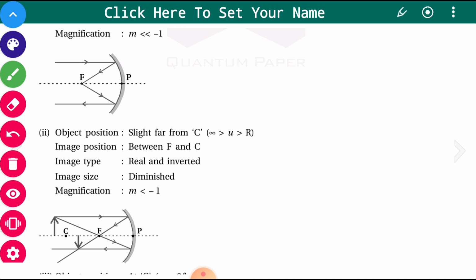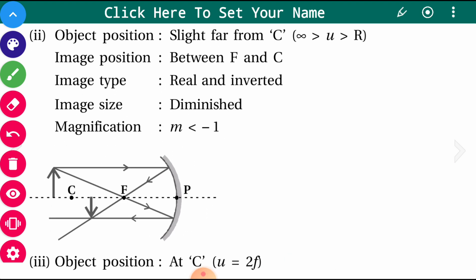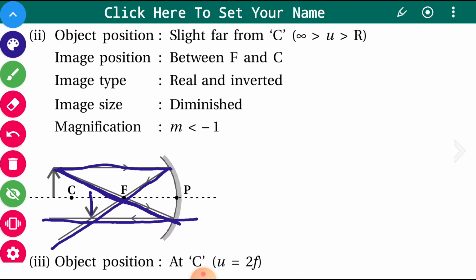Now if the object is slightly far, or away from the center of curvature, then its image will be formed between f and c. The ray parallel to the principal axis passes through focus, and the ray which is passing through focus becomes parallel to the principal axis after reflection. Both intersect at this point, and if you join this, the image is formed between f and c. This is a real, inverted and diminished image. Magnification will be less than minus 1. Minus means it is a real, inverted image.